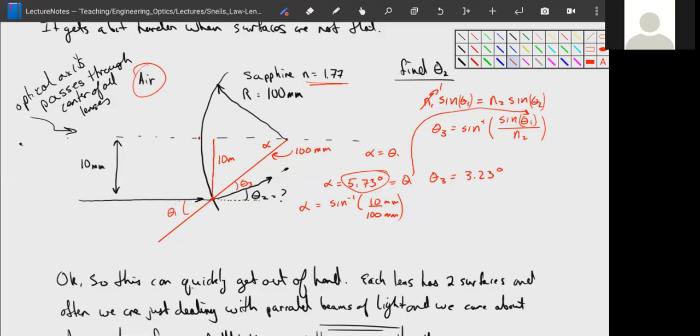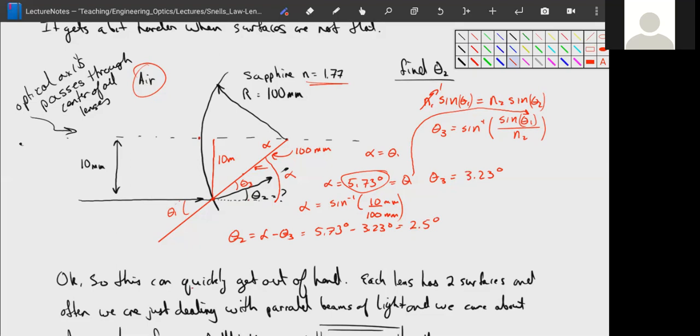Great. But that's not what we want. That's just the distance between the normal here and our ray. We actually want the distance between our ray and the horizontal. The good part is that this entire angle here is alpha. I forget the geometric proof or name for that reason, but that is alpha. So our theta 2 is equal to alpha minus theta 3, which is 5.73 degrees minus 3.23 degrees, so it ends up being 2.5 degrees.